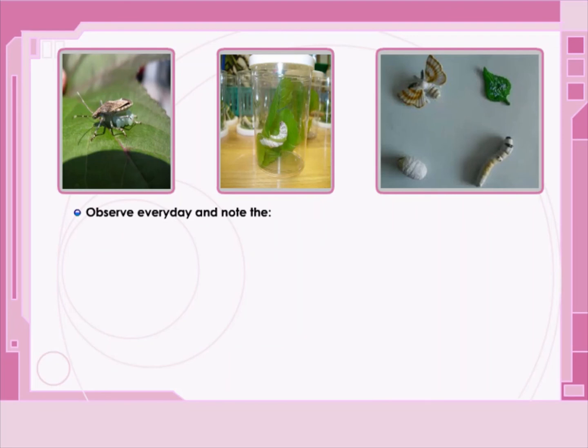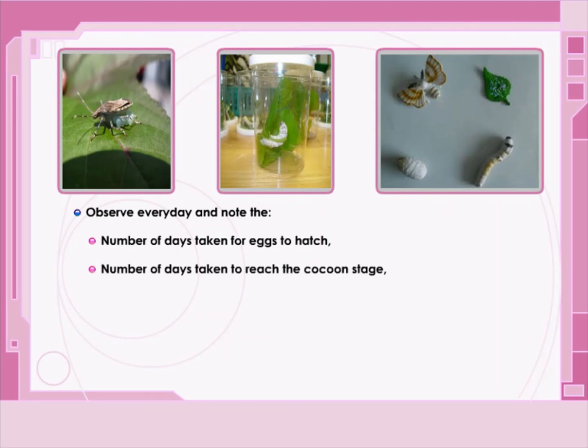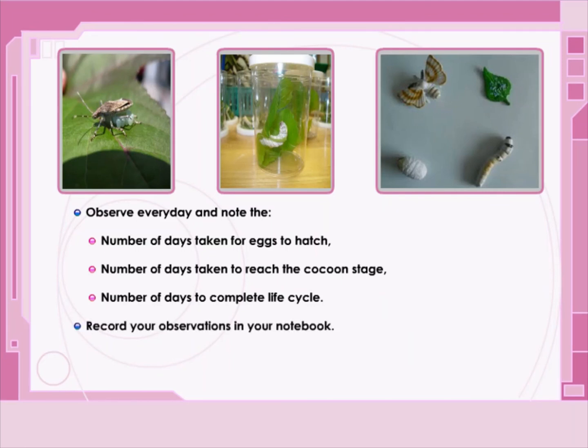Observe every day and note: 1. The number of days taken for eggs to hatch. 2. Number of days taken to reach the cocoon stage. 3. Number of days to complete the life cycle. Record your observations in your notebook.